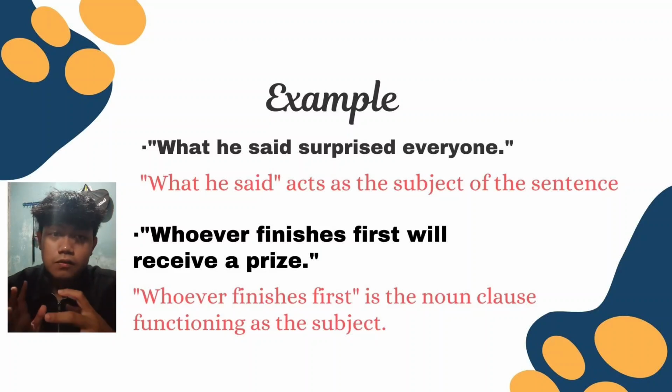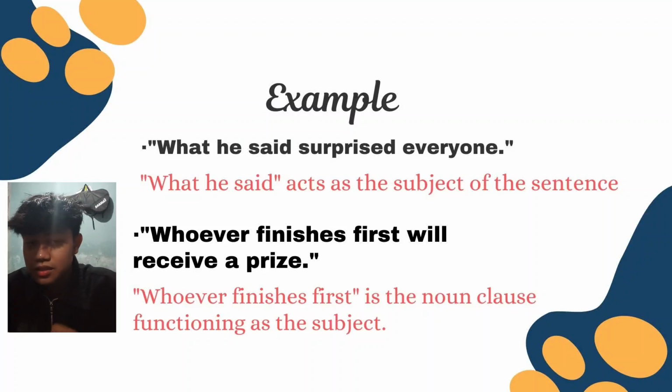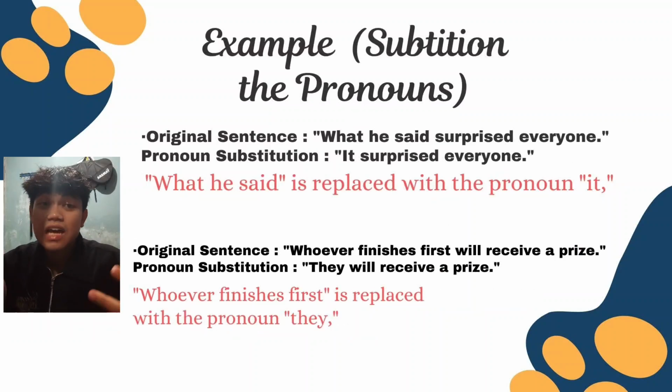Whoever finishes first will receive a prize. Here, whoever finishes first is the noun clause functioning as the subject. The entire clause serves as the subject of the sentence, determining who will receive a prize. It functions similarly to a single noun or pronoun as the subject of the sentence. We know that the clause is the subject of the sentence because if we substitute a pronoun for the clause, it must be in its subject form.